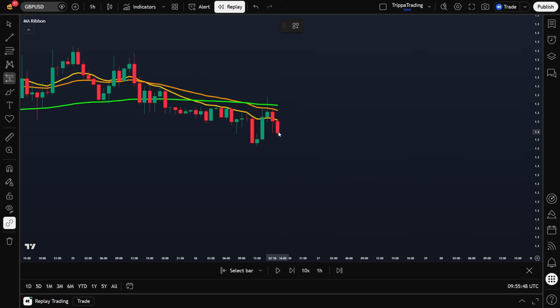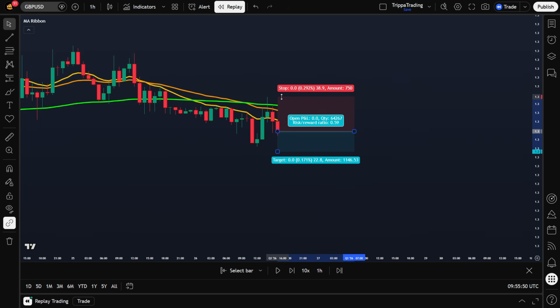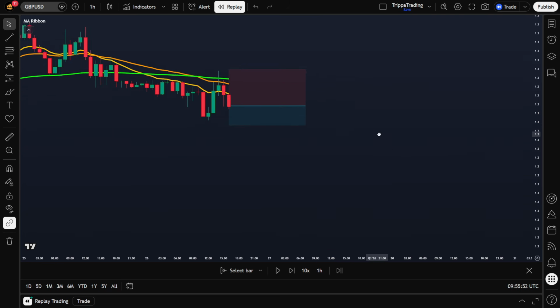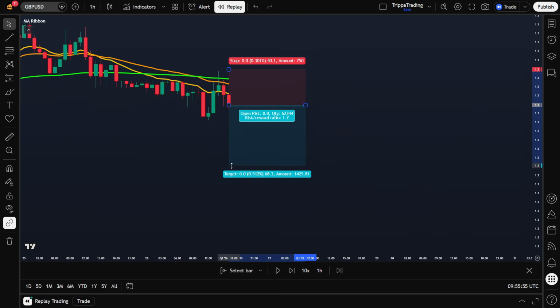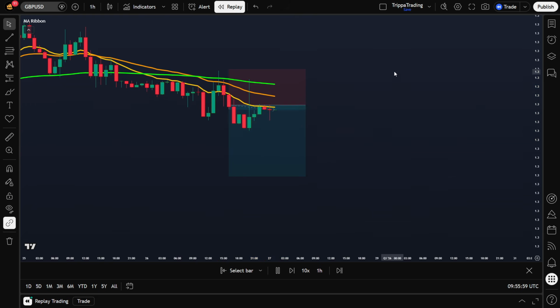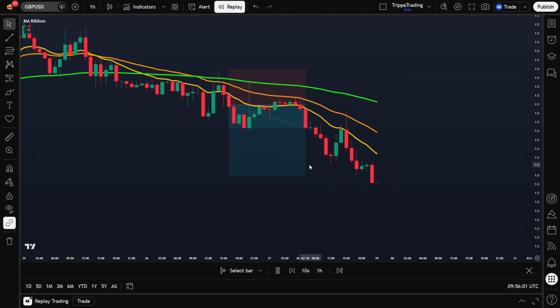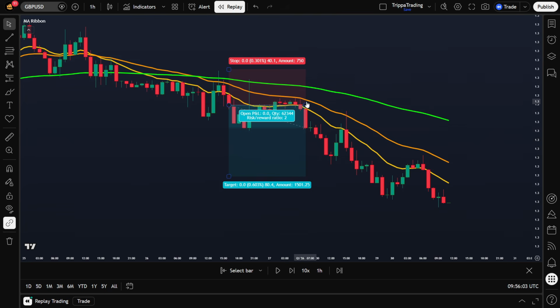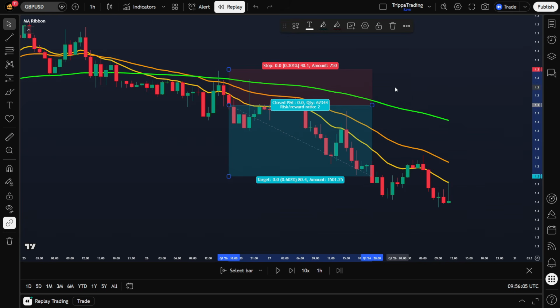In practice, you could enter on the next candle, place your stop loss above the green EMA, and target a 1-to-2 risk to reward ratio. It's easy and simple, and you can take your time confirming really if the trend is shifting. There is no need to rush. Now let's go to the buy trade setup.